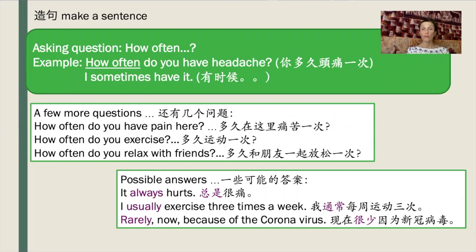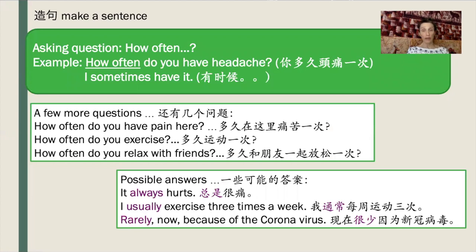频率的副词 帮 你 to say things to the doctor. For example, here's one: how often... 你多久头疼一次? How often do you have a headache? And you might say, you know, sometimes, 有时候.